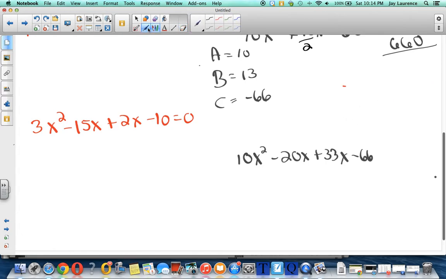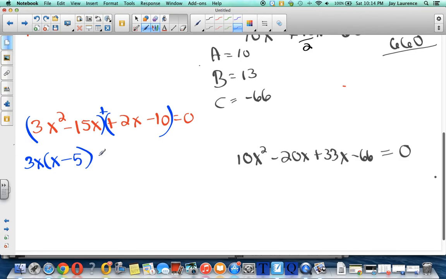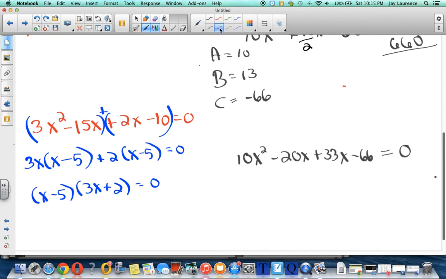Well, now those two problems are back in the same place. I'm ready to do some grouping. So on this red one, I'm going to group like this, put a plus in there. Then I'm going to GCF each quantity. So I'm going to pull a 3x out, get an x minus 5. And then I'm going to pull a 2 out and get an x minus 5, and get it equal to 0. And then finally, there's one more GCF. I'll pull that out front: 3x plus 2 equals 0. Now, I'm not done with this problem. I'm just done factoring.